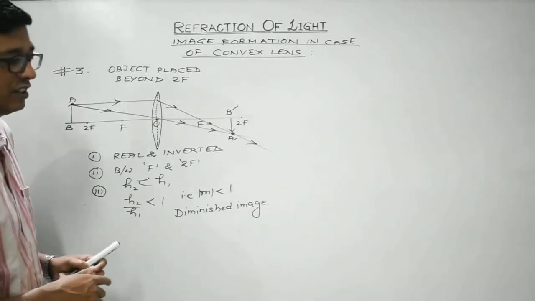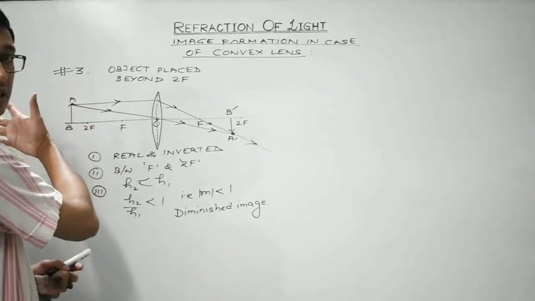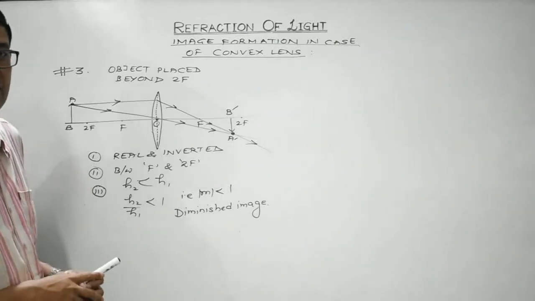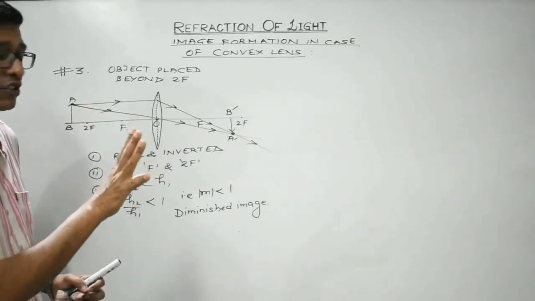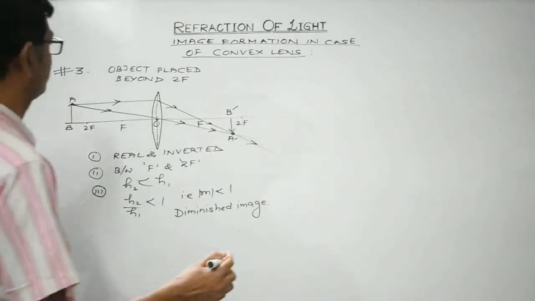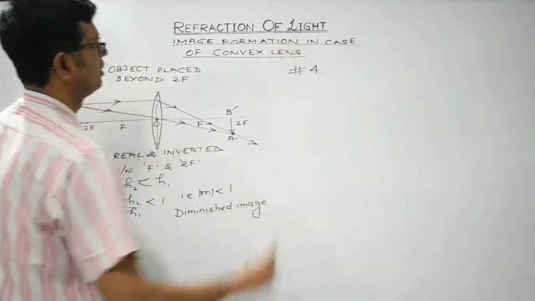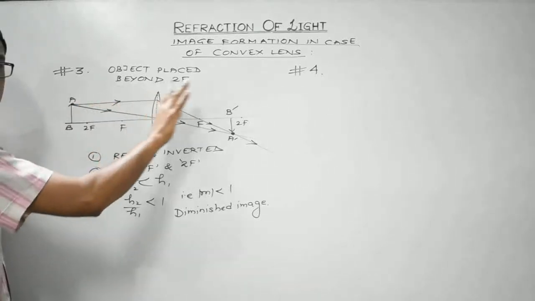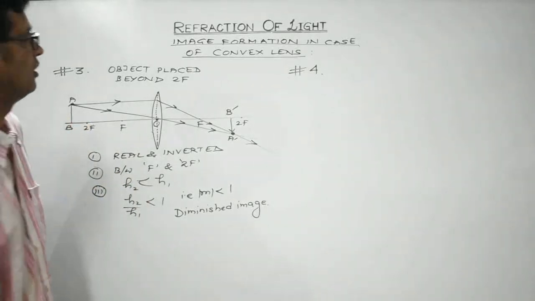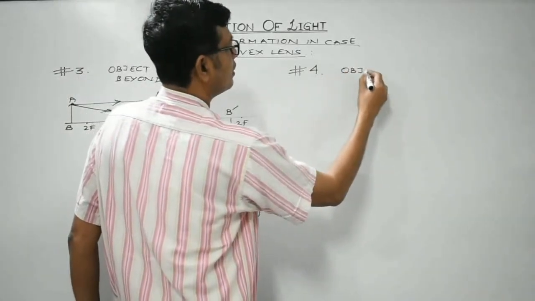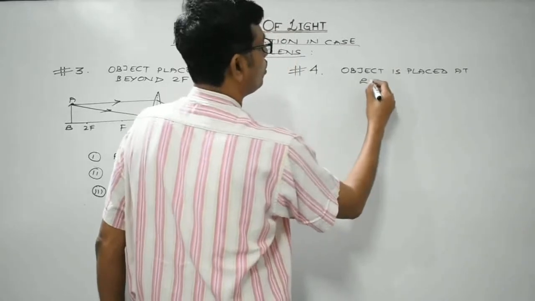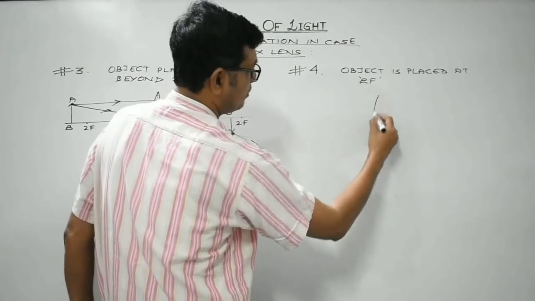Right? So what we are doing is, we are gradually bringing the object closer towards the convex lens. So far we have discussed three cases: object at infinity, object at very very large distance, object beyond 2f. Now students, let's discuss case 4. The object is brought still closer, so let's see what will be the nature of the image and its position when the object is placed at 2f. So let's try to draw the diagram.